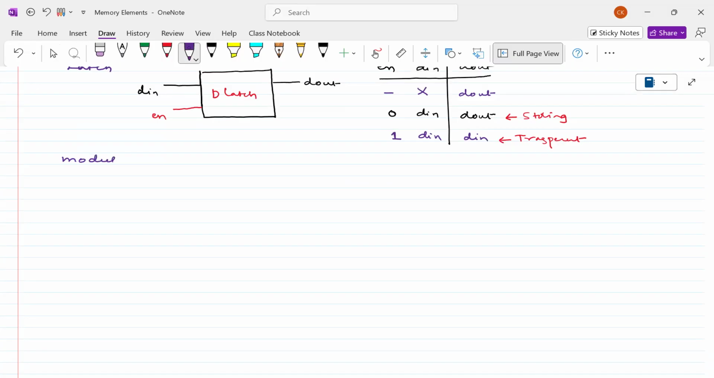Module DLatch. What are the things? Enable, D in, D out. Okay, what are the inputs here? Very good. It's enable and D in. What is the output here?